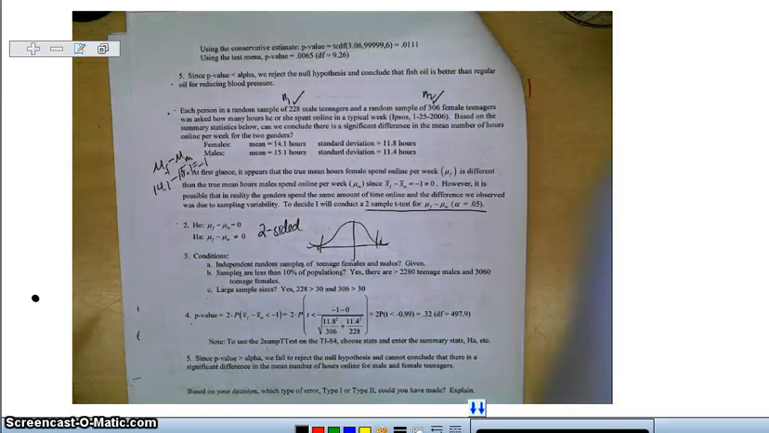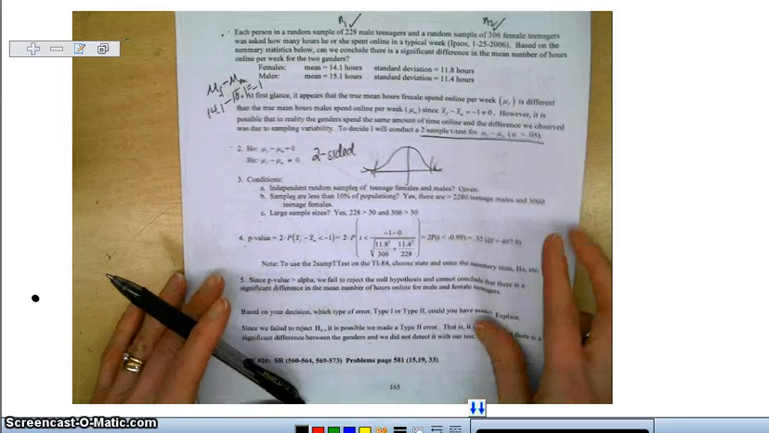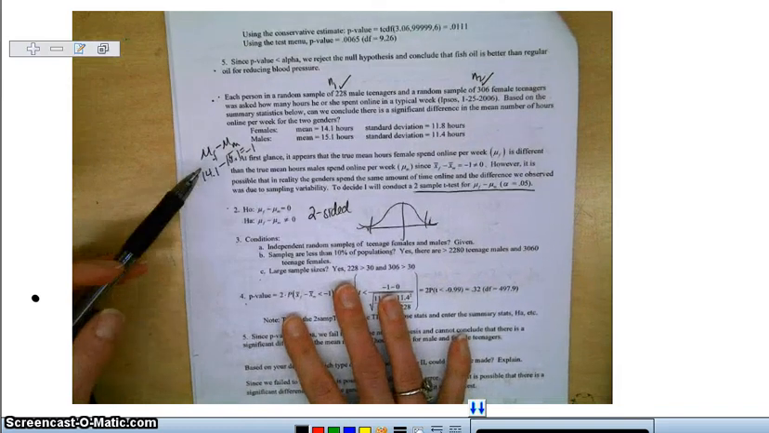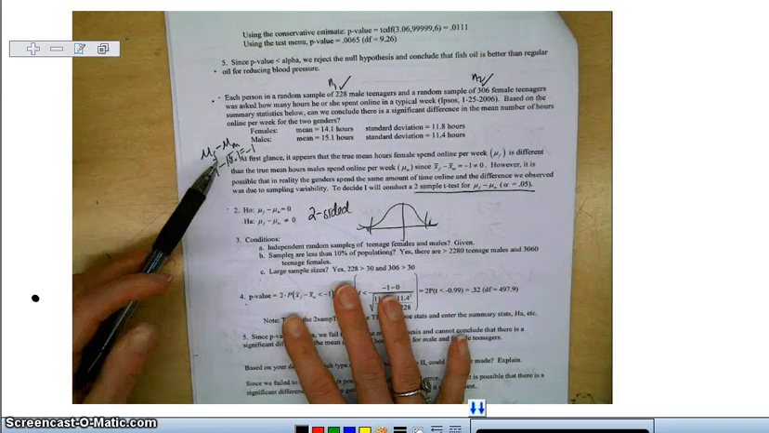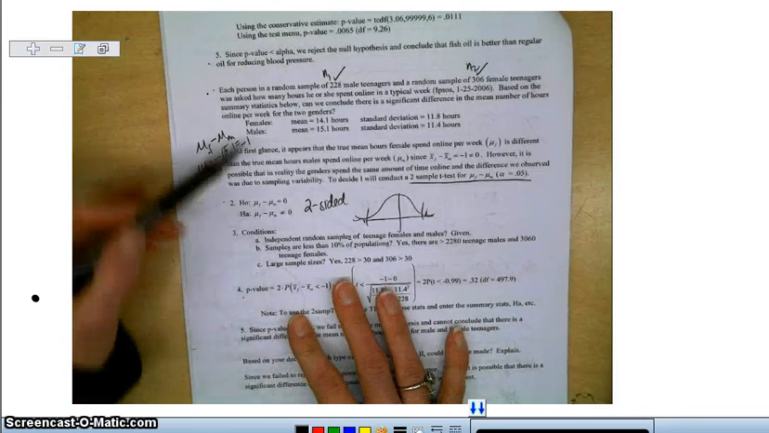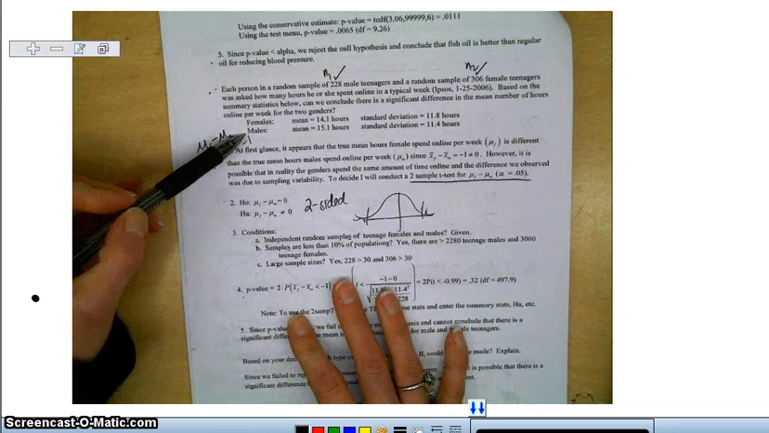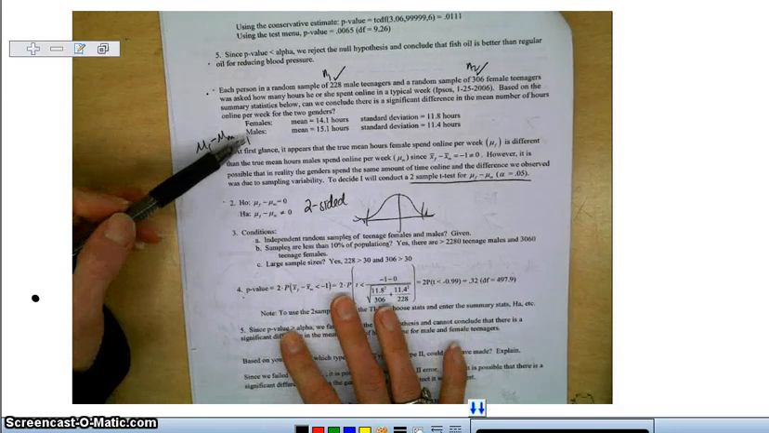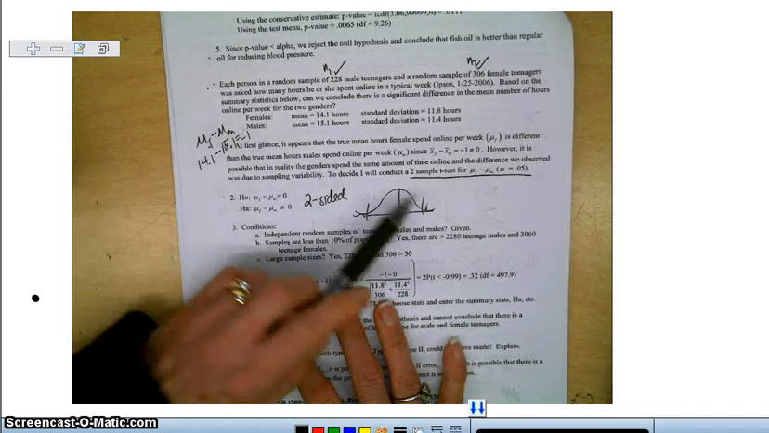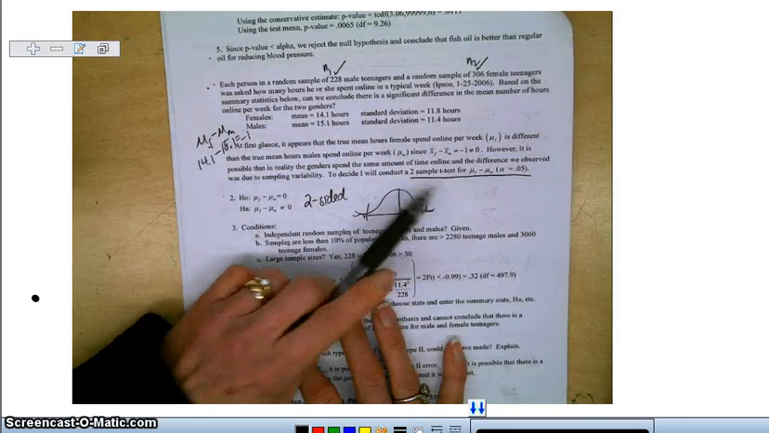Alright, sorry I needed to do another video. We have to finish up this example. We were trying to decide if males, this is again day 23, part 3, shouldn't be very long. We were trying to decide if females or males spend more time online, and we had decided to do a 2-sample t-test for difference in means with an alpha of 0.05.